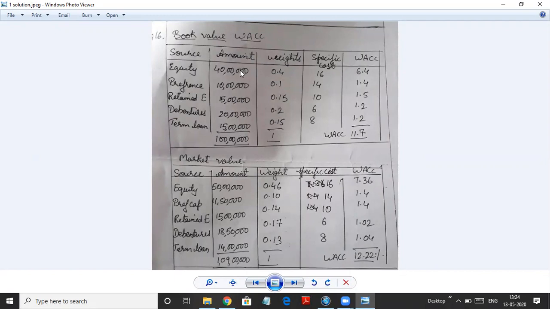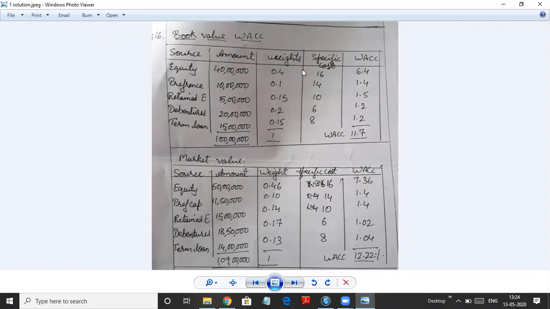How will you find the weightage? You divide the equity value with the total value to get the equity weight. So 40 lakh divided by 1 crore, you get it as 0.4. Then 10 lakh divided by 1 crore, you get it as 0.1. 15 lakh divided by 1 crore, 0.15. Debentures 20 lakh divided by 1 crore, 0.2. 15 lakh divided by 1 crore, 0.15. So these are the weights that you get, and the total of the weights is 1.